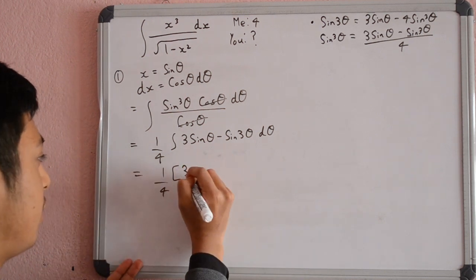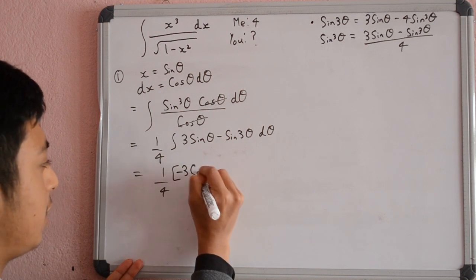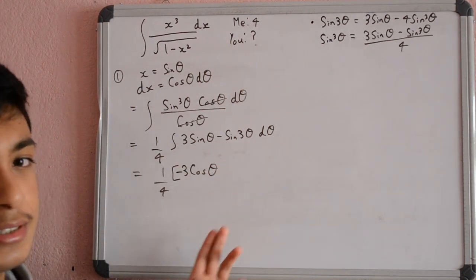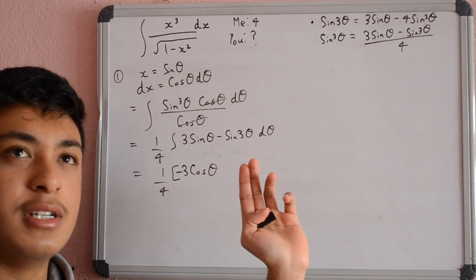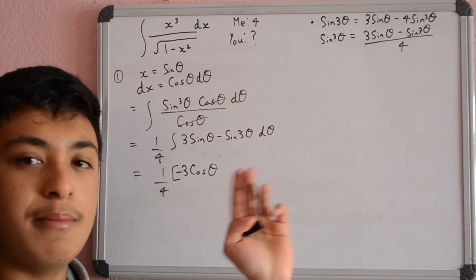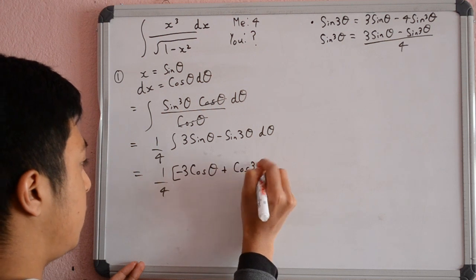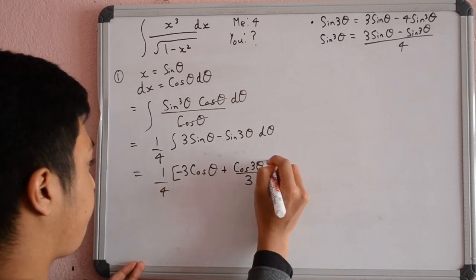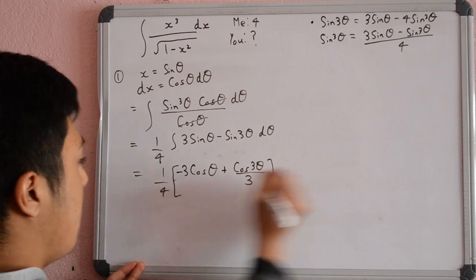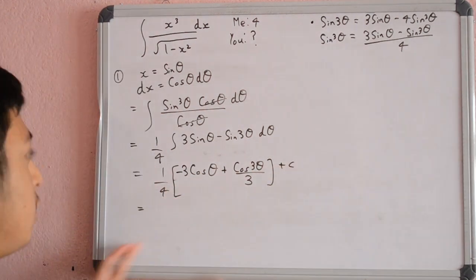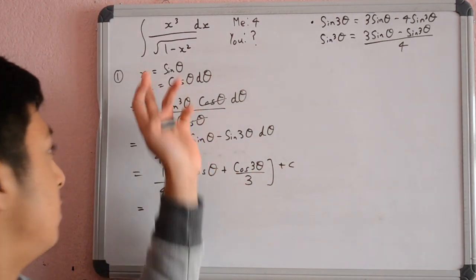So this is just 3 or minus 3 cos theta minus sine 3 theta. Integration is minus cos theta by 3, and minus minus will be plus cos 3 theta by 3, plus c, and we're just going to have to put it back into x.